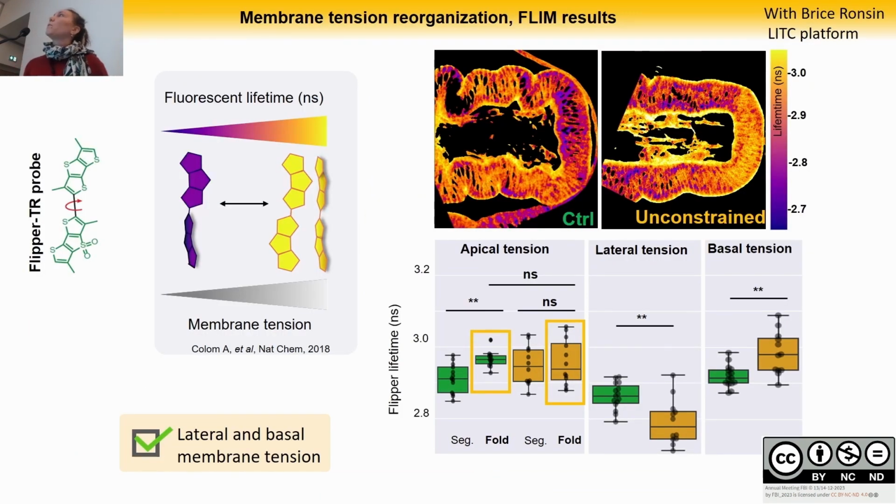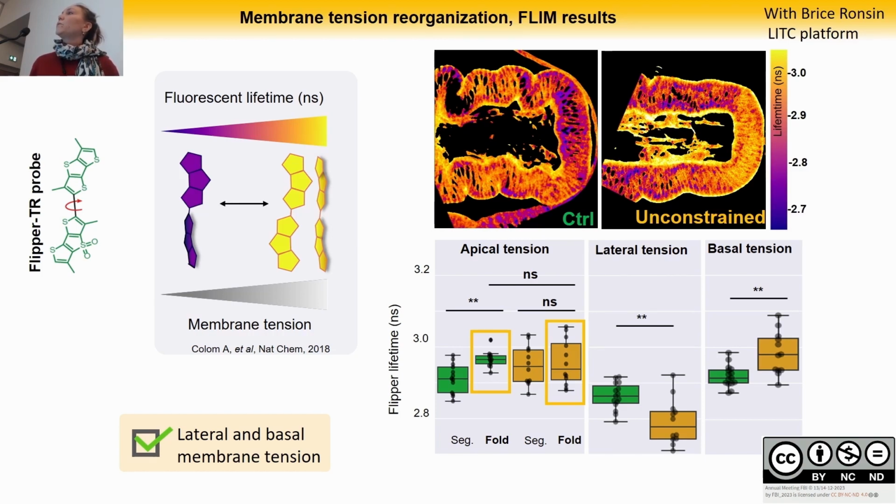And so what I have checked as well is the membrane tension. I did that with a probe called the Flipper-TR probe. It's a probe that inserts into the lipidic membranes, and according to the membrane tension, it's going to change conformation. And this conformation can be reported by fluorescence lifetime. So here are two images. It's not a number of photons, it's the lifetime of the photon.